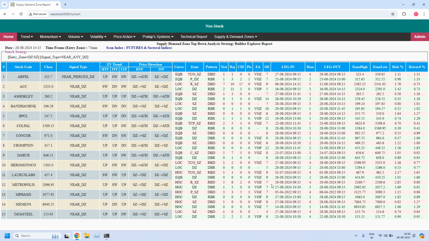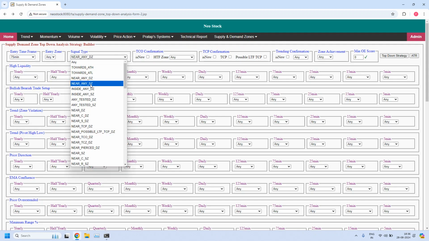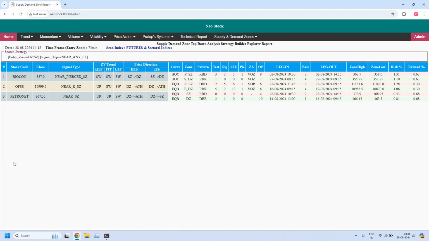So fine. For 75 minutes time frame, let us find the stocks near 75 minutes supply zone. 3 stocks are filtered. Any high liquidity supply zone? This is a pierced zone. OFS is pierced, not valid. So we don't have any valid high liquidity supply zones from 75 minutes time frame. That means we have identified only 2 high liquidity zones today from daily demand zone list. That's it.